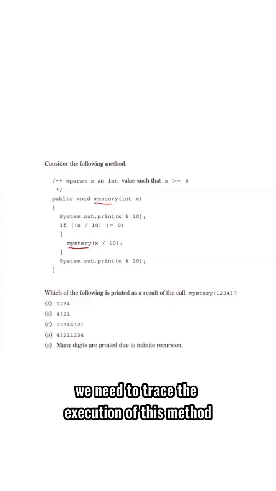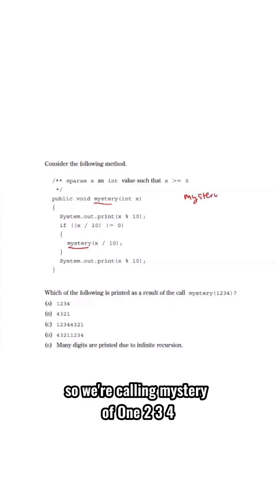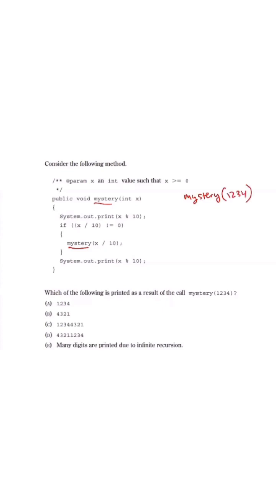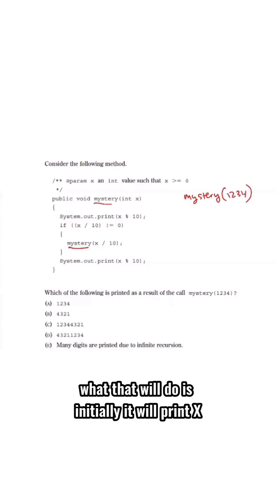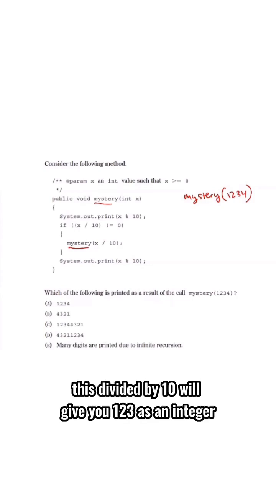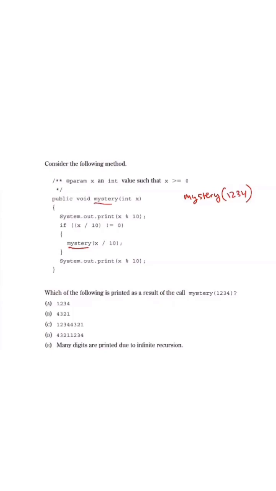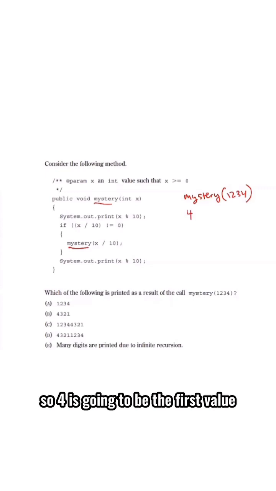So let's check it out. In order to understand this, we need to trace the execution of this method. So let's say that x is equal to 1,234. So we're calling mystery of 1, 2, 3, 4. What that will do is initially it will print x mod 10, which would be the remainder of x divided by 10. This divided by 10 will give you 123 as an integer. And so the modulo, the remainder there, is going to be 4. So 4 is going to be the first value that will be printed here.